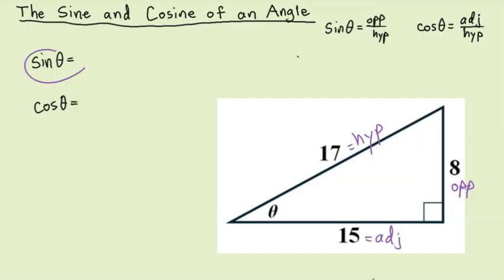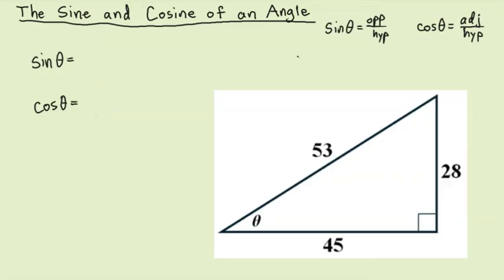So if we want to do the sine of theta, we want the opposite over hypotenuse. Well, opposite is 8 over hypotenuse is 17, so 8 over 17. That's it. Now cosine is adjacent over hypotenuse. Adjacent is 15, hypotenuse is 17. So the cosine of the angle is 15 over 17. There's nothing more to it than that. That is all. Let's do one more example.